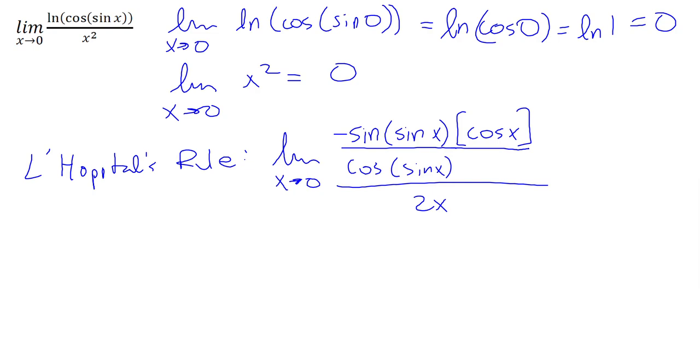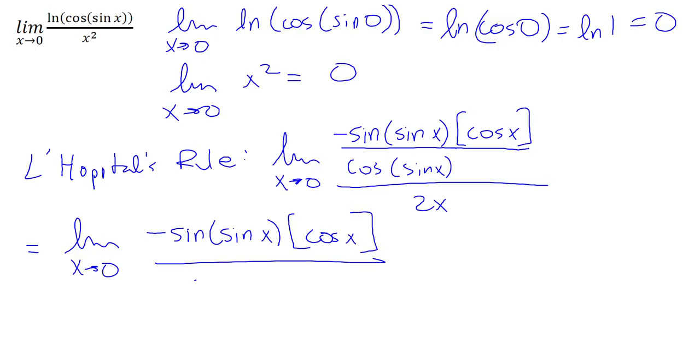So we've kind of got a little bit of a mess here. What we've really got is a limit as x approaches 0 of the negative sine of x times cosine of x over 2x cosine of sine of x, which is a pain.